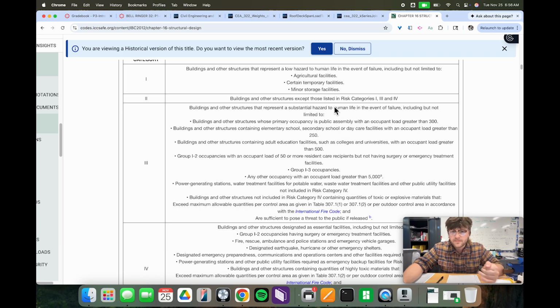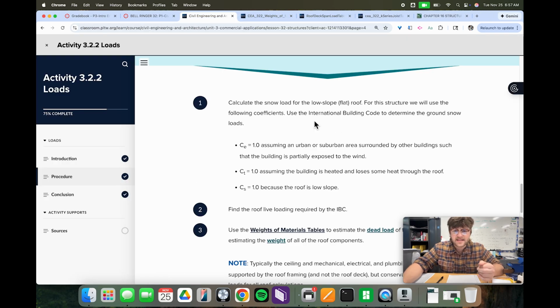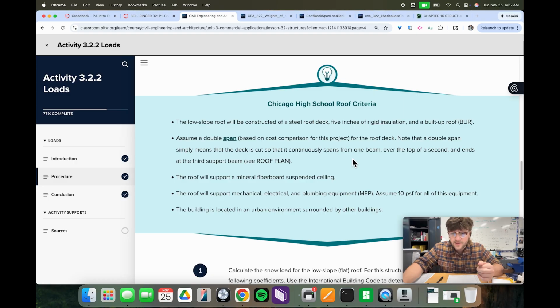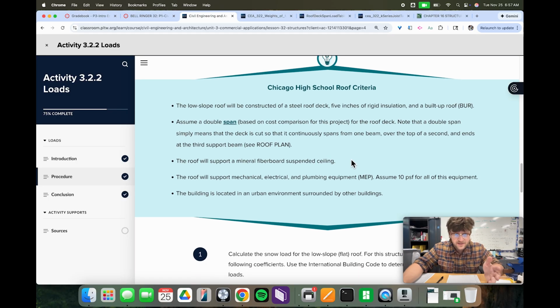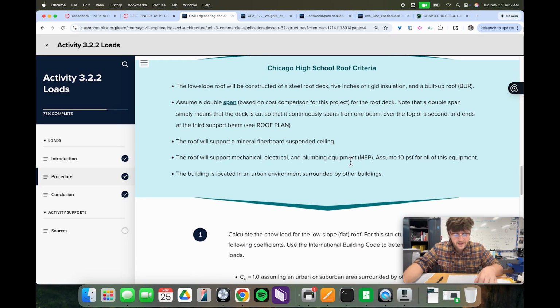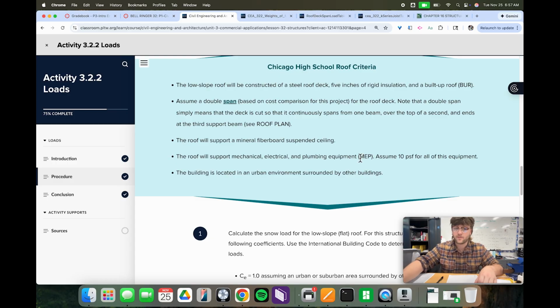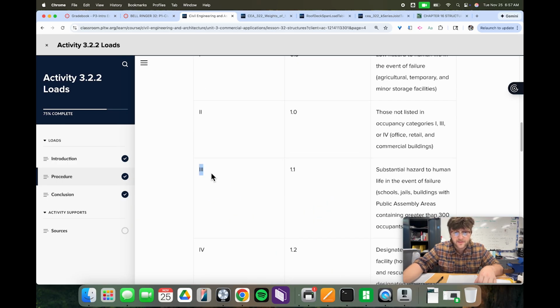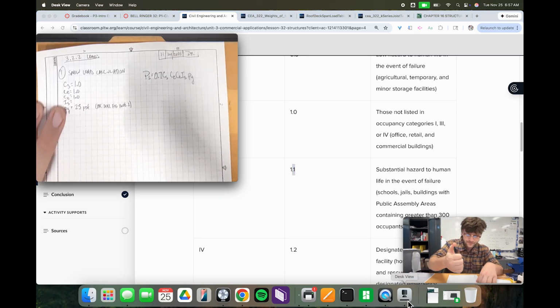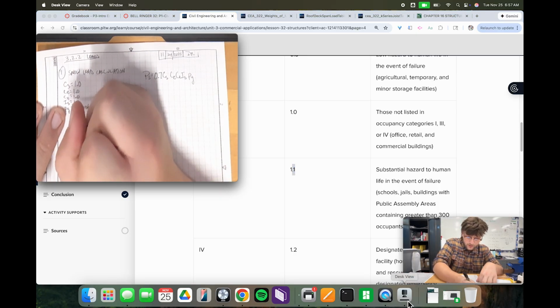So we can look at this. Let's see if they gave us any information on how many occupants we're going to have. But I will tell you that it is going to be occupancy category 3. For that reason, if we pop up here, occupancy category 3, we're going to write 1.1 for our importance factor. So that's going to be 1.1. Okay.